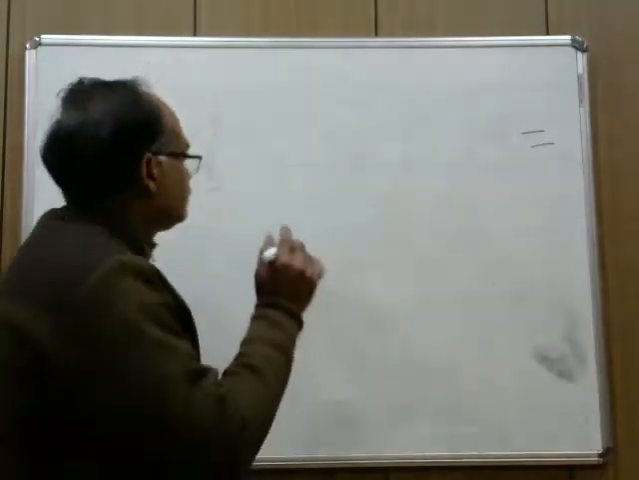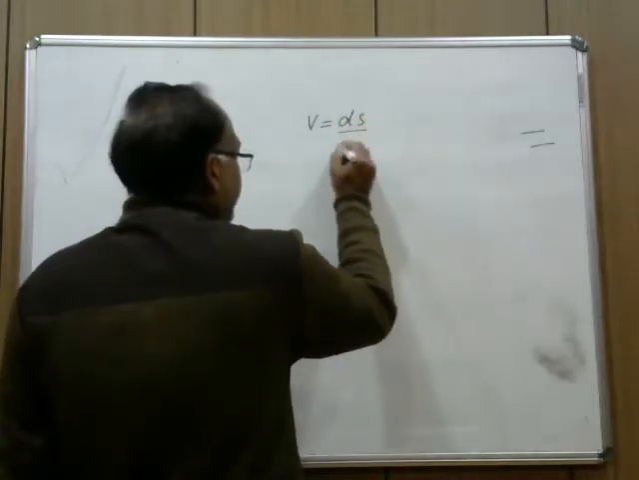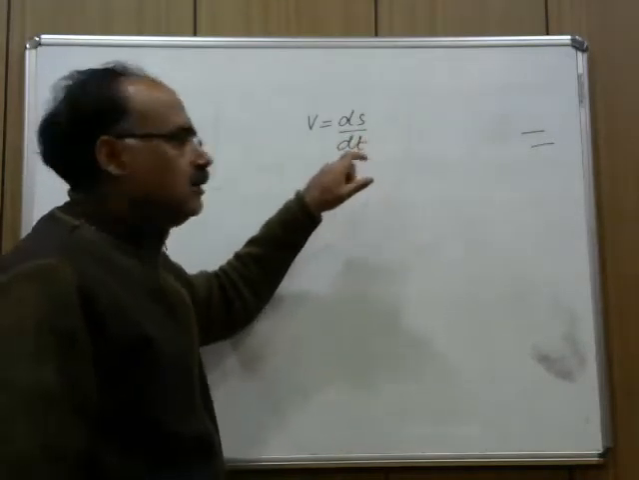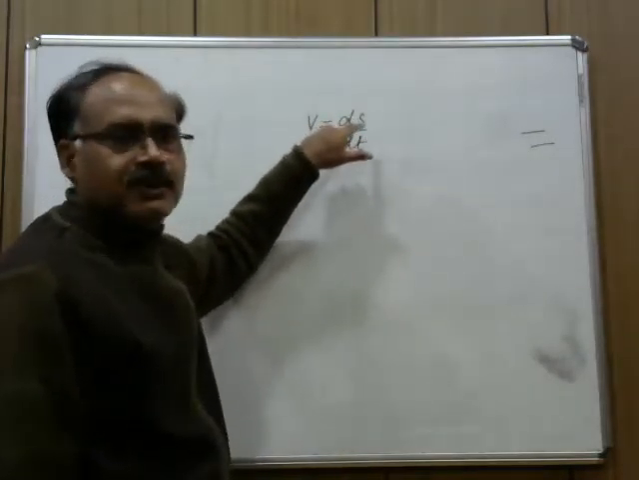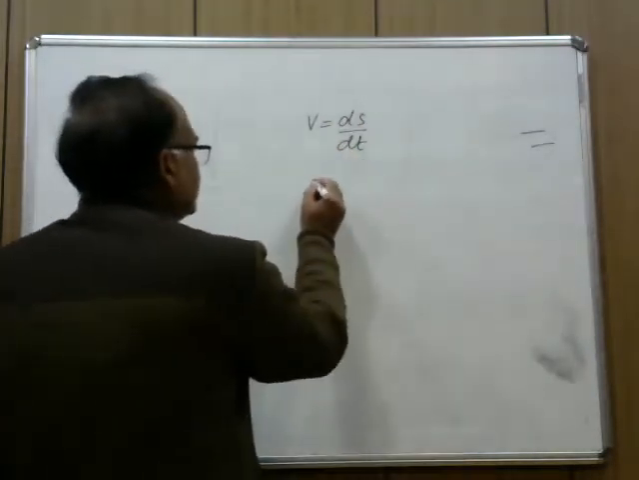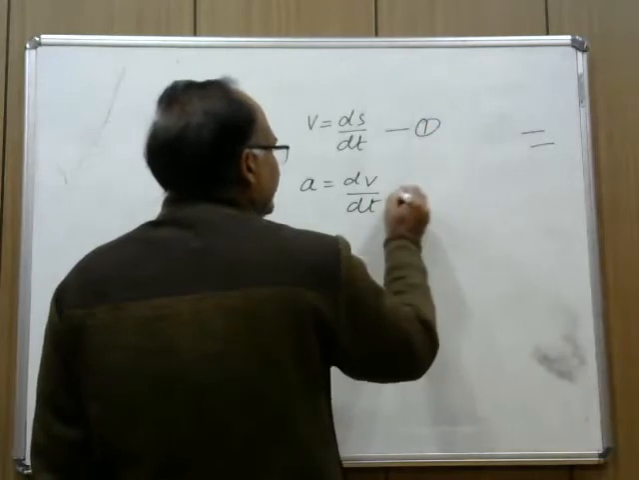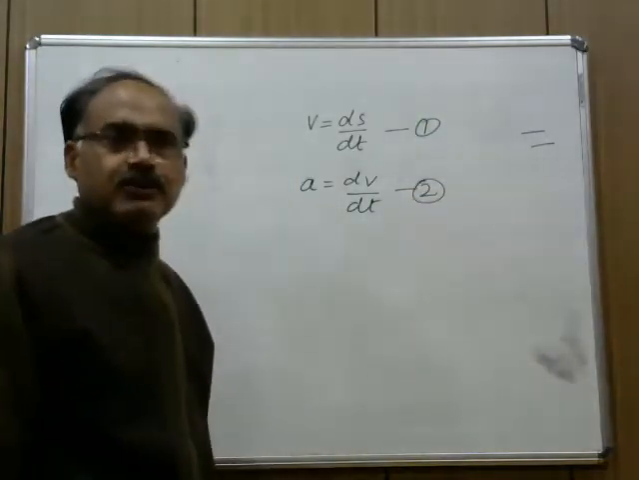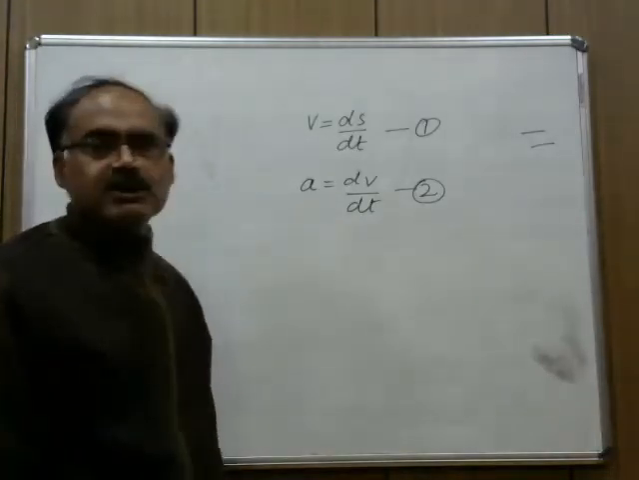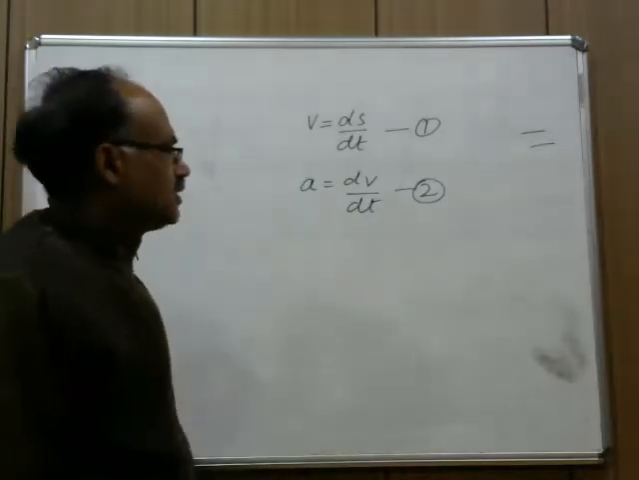Now, first one is, we know that velocity is equal to ds by dt, means velocity is equal to rate of change of displacement. That is, if you know the displacement function, you can find out the velocity function by differentiating this. Now, second is, that is a is equal to dv by dt. These are the two basic equations which we will use while doing the derivations of equations of motion by integral method. So, these are two basic equations.